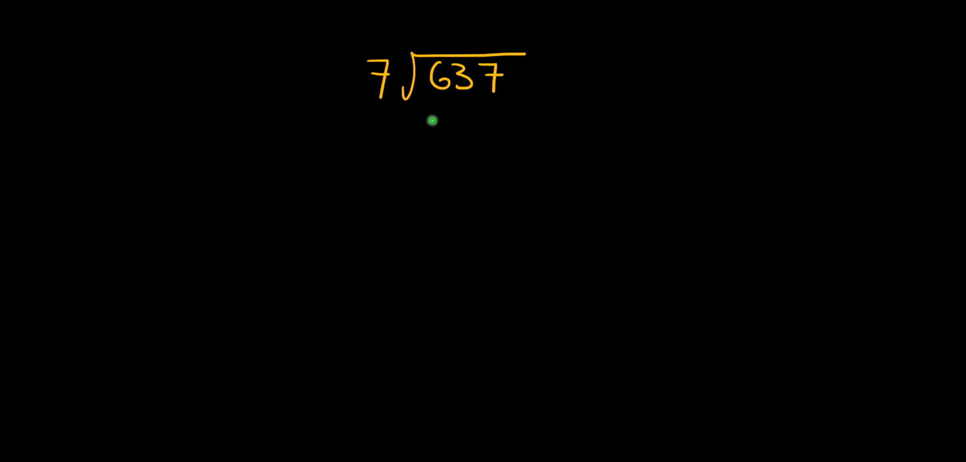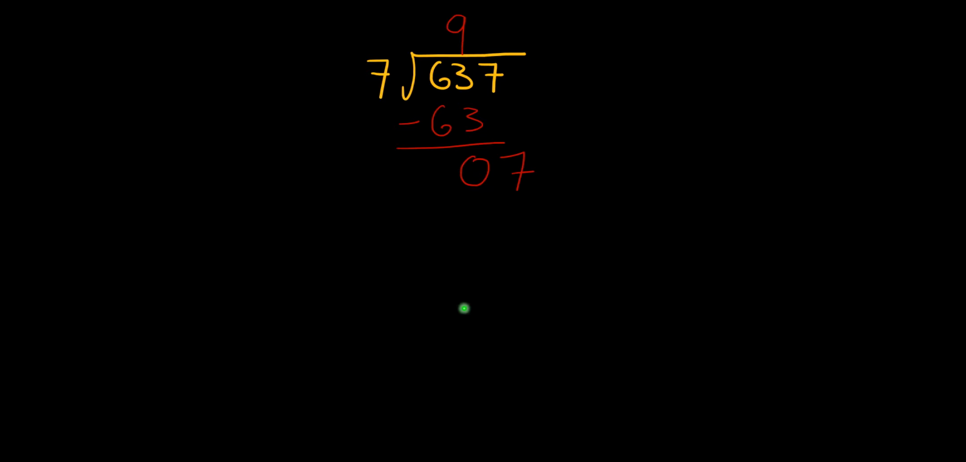Alrighty, in this example, we have 637 divided by 7. So the first thing we want to ask ourselves is how many times can 7 go into 6? And because 7 is bigger than 6, it doesn't go in any times. So now we have to ask ourselves how many times can 7 go into 63? And if you recall from your times tables, 7 times 9 is going to be 63. So I'm going to put a 9 here. So 7 times 9, we agreed is 63. 63 minus 63 is going to be 0. And we're going to bring the 7 straight down.